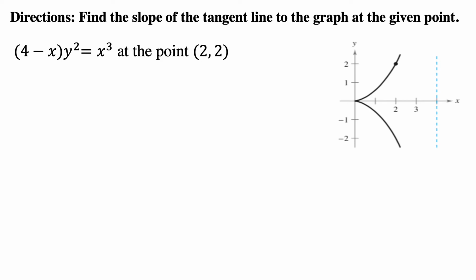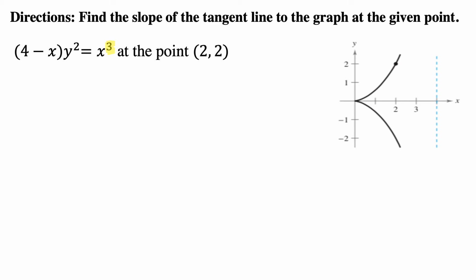Just a couple more, still finding the slope of that tangent line. Here, where our graph is 4 minus x times y squared equals x cubed, and I apologize, but if your teacher sent out a page for you to print, I may or may not have written this as x squared. So if that is the case, please go ahead and update that. Should say x cubed at the point 2, 2.